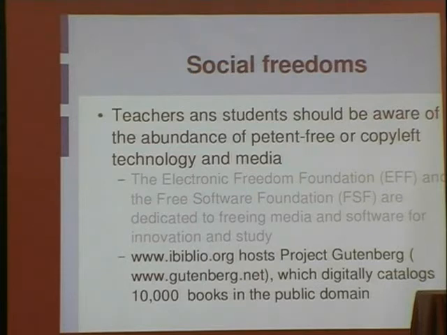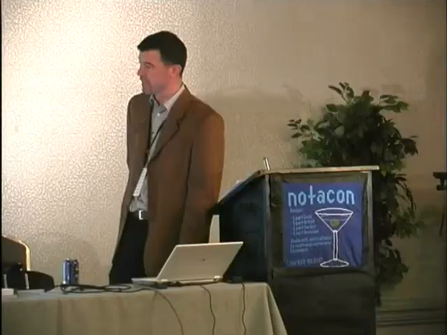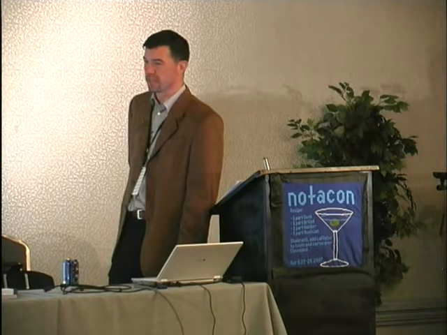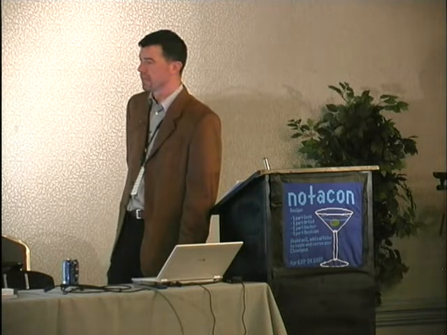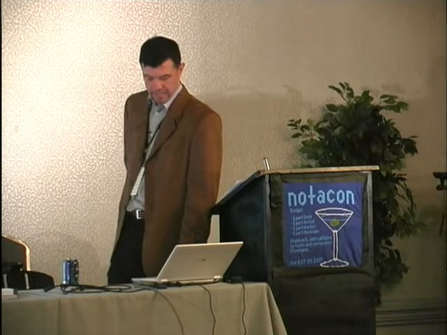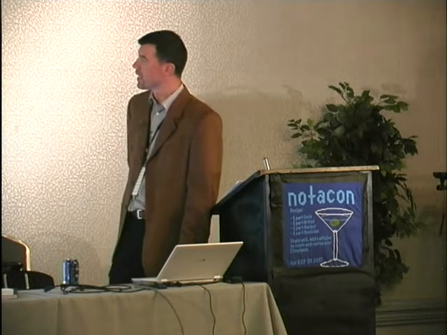Ibiblio hosts Project Gutenberg, which digitally catalogs 10,000 books in the public domain. This is a great place to find things like Grimm's fairy tales, the original version of Dr. Dolittle, if you really want to spark some debate about censorship.